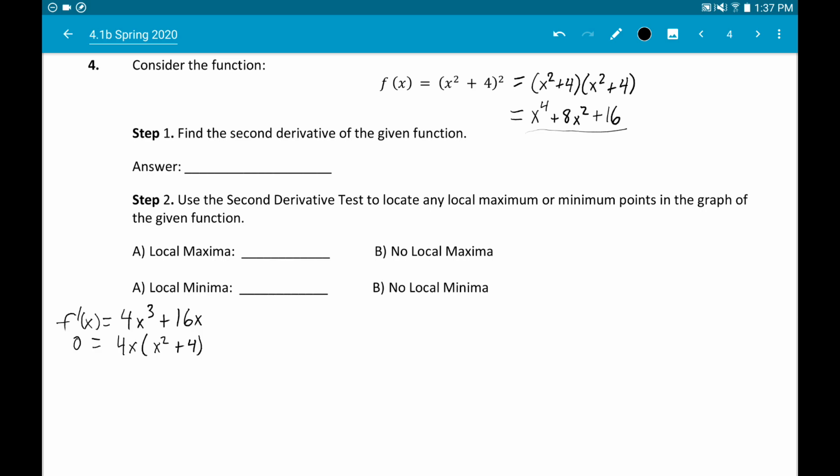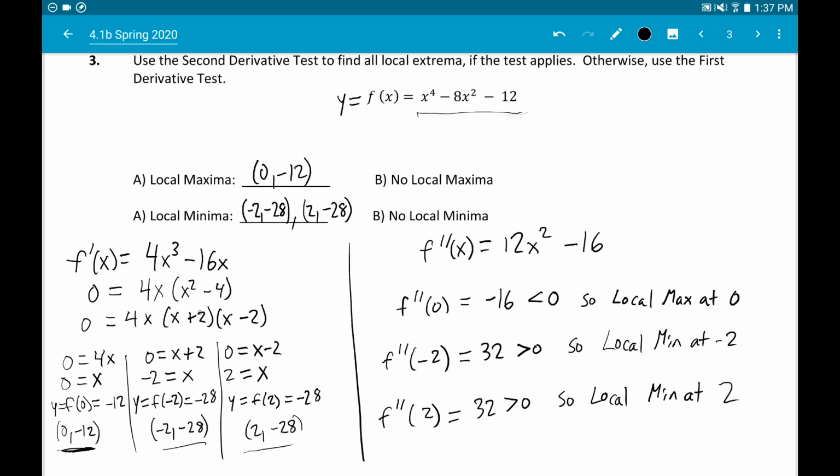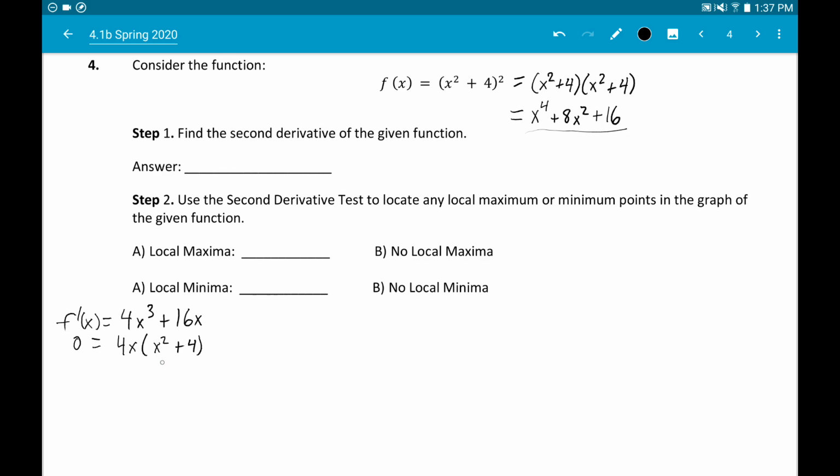Okay, here's a little bit of difference between this and the last problem. In the last problem, look in parentheses right here, we had x squared minus 4, which factored into x plus 2 times x minus 2. That's not what we have on this one. We have x squared plus 4. That doesn't factor.